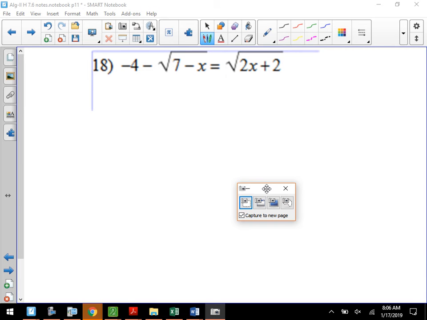So square the first one, we get 16. Multiply the 2 together, you get +4. Double it, you get 8. And then you have plus the 7 minus x equals 2x plus 2.